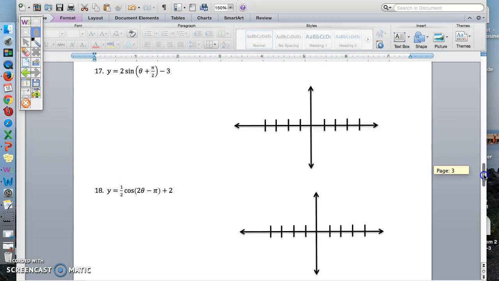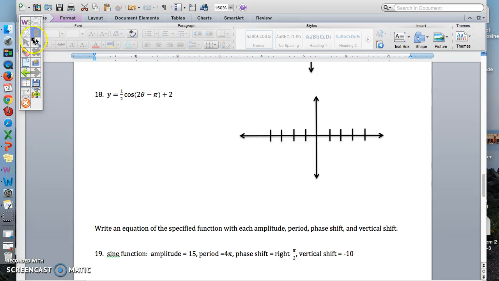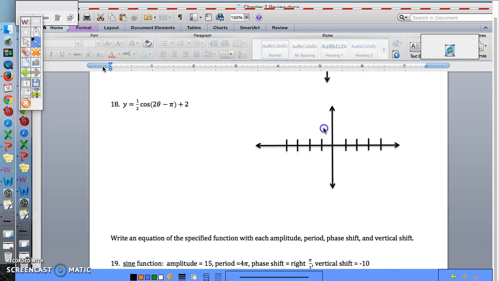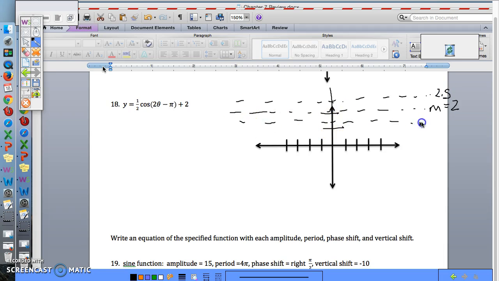So now this last one here. Let's see, it's moved up 2. So 1, 2. There's our middle at 2. And then our amplitude is 1/2, so we can go just up 1/2. So that would be 2.5. And down 1/2, and that would be our low at 1.5.